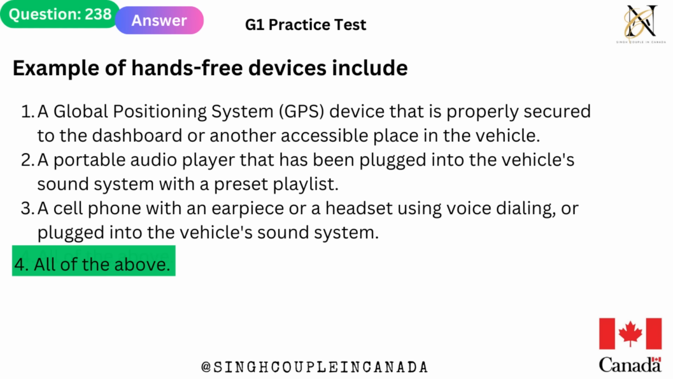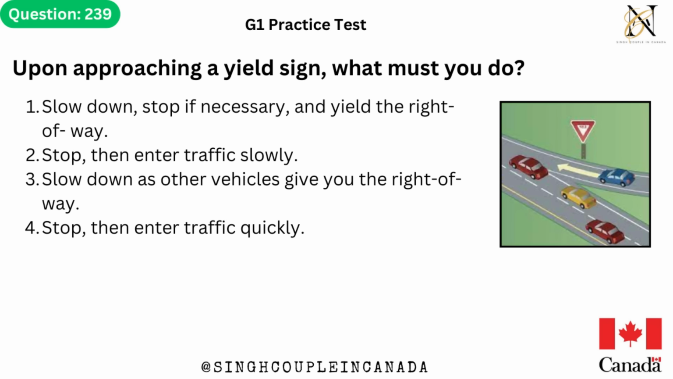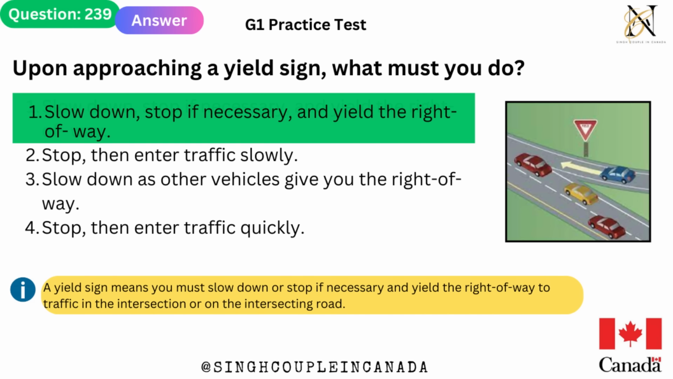Upon approaching a yield sign, what must you do? 1. Slow down, stop if necessary, and yield the right-of-way. 2. Stop, then enter traffic slowly. 3. Slow down as other vehicles give you the right-of-way. 4. Stop, then enter traffic quickly. The answer is 1. Slow down, stop if necessary, and yield the right-of-way. A yield sign means you must slow down or stop if necessary and yield the right-of-way to traffic in the intersection or on the intersecting road.